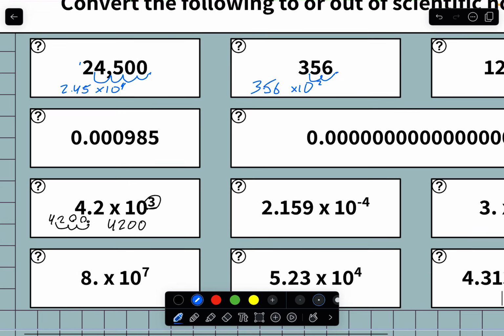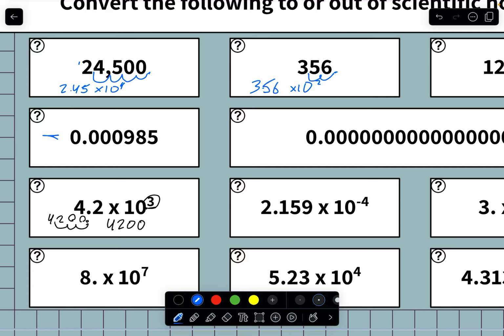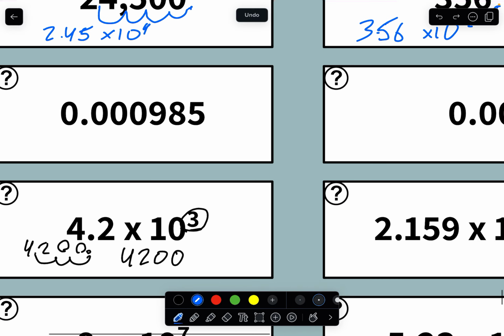Okay. Let's go down here to this number here. We're moving to the right this time, but we go 1, 2, 3, 4. So there's one non-zero to the left. So we get the 9.85. We moved it 4 times, so times 10 to the 4. And because this number is less than 1, we're going to put a negative there, negative 4.